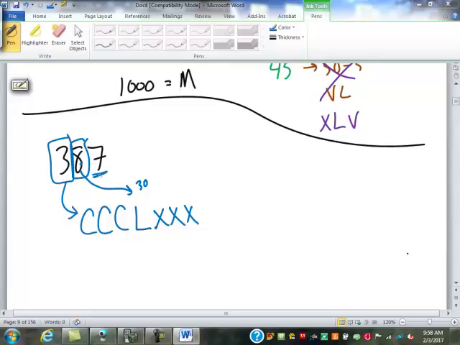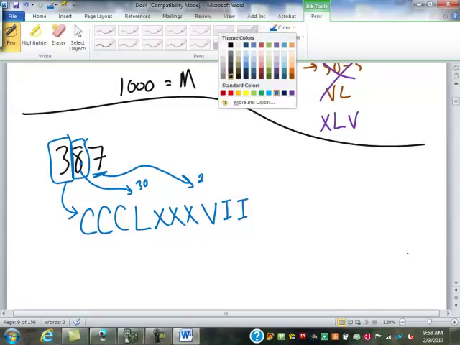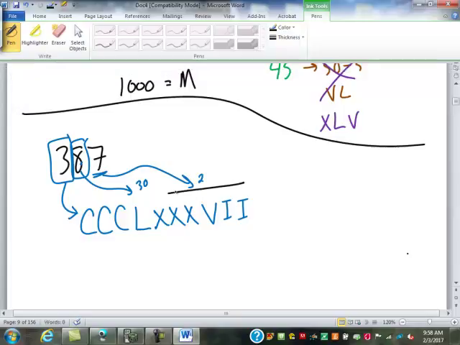The 7. Again, that's bigger than 5, so I'll express the 5, which is just a V. What's left is only 2 more. So that's I and I. So that was one that I could express all with addition. I didn't need to do any subtraction in that one. Any questions on expressing that in Roman numerals?